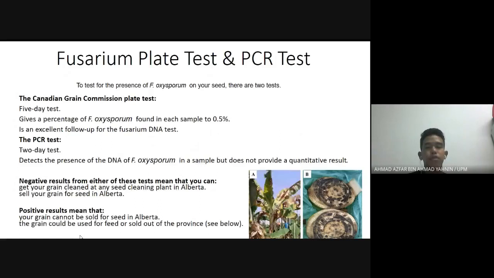The next, the PCR test, which is a 2-day test. It will detect the presence of the DNA of Fusarium oxysporum in the sample, but does not provide a quantitative result. Okay, next. Negative result from either of these tests means that you can get your grain cleaned at any seed cleaning plant in Alberta. Sell your grain for seed in Alberta.